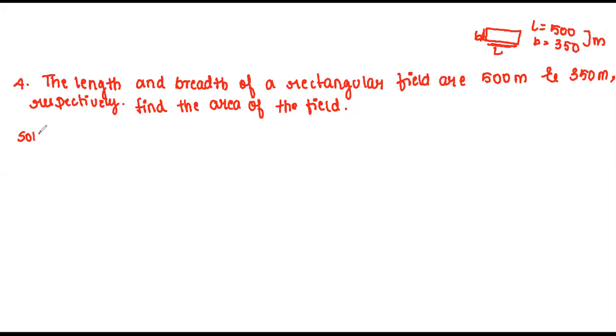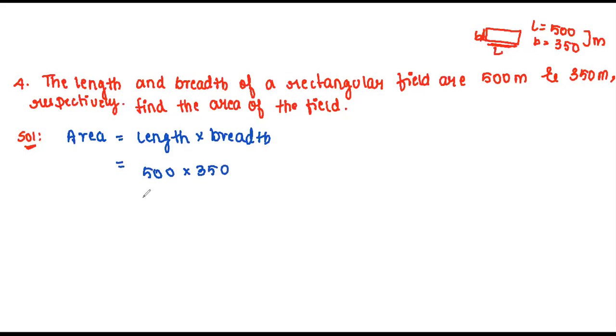Since it is a rectangular part, we'll go with the area of a rectangle. The area of a rectangle is equal to L into B, that is length into breadth. What is the length they have given in the question? The length is 500, the breadth is 350. So 500 into 350 will get you 1,75,000 meter square. So the area of the field is 1,75,000 meter square. Hope you all understood this.